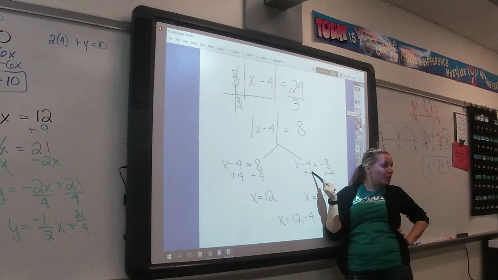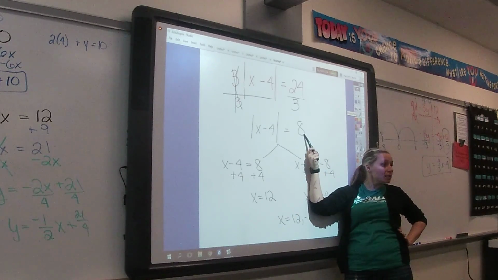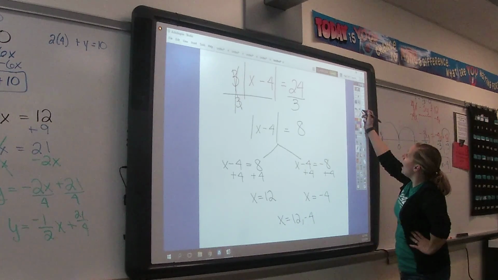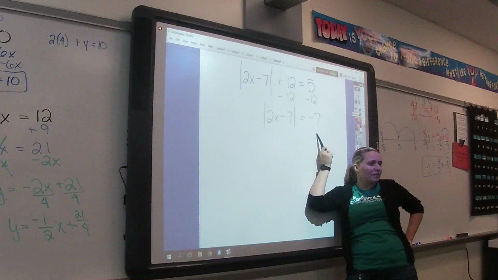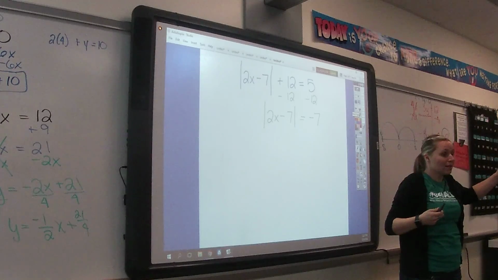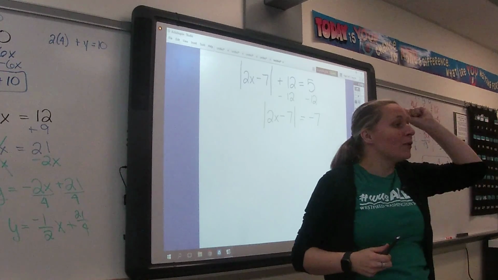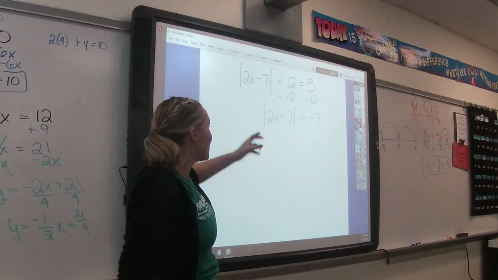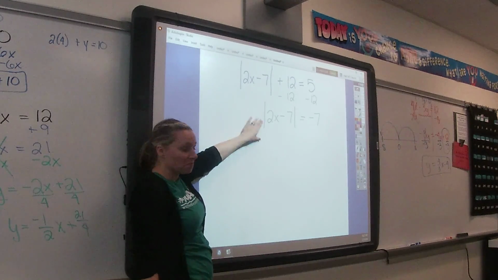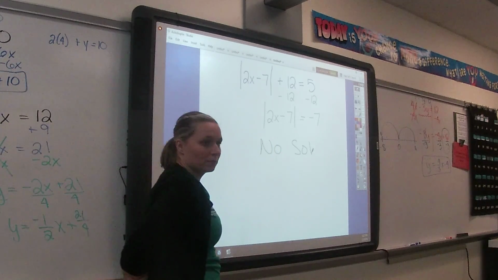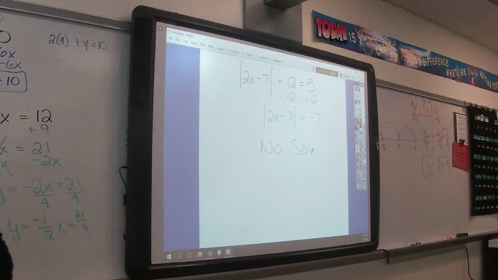We went to both options because we said 2 numbers have a distance from 0 of 8. How many numbers have a distance from 0 of negative 7? 0. Why none of them? Because it's a negative. Because what did we say before lunch? Can absolute value ever equal a negative number? No, so is this mathematically possible? No solution. This is a no solution. The absolute value of something cannot be negative. Period.